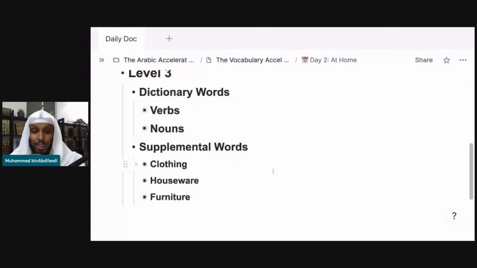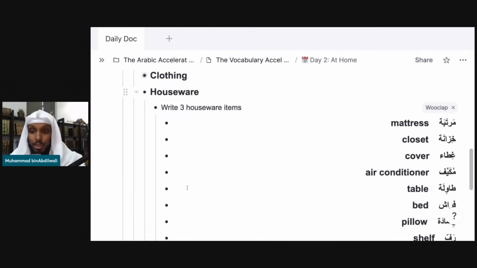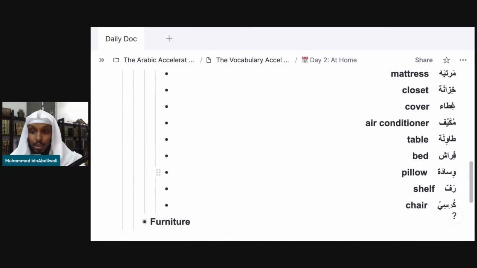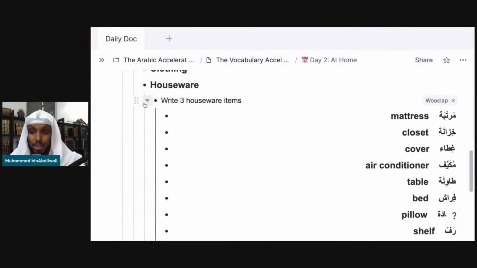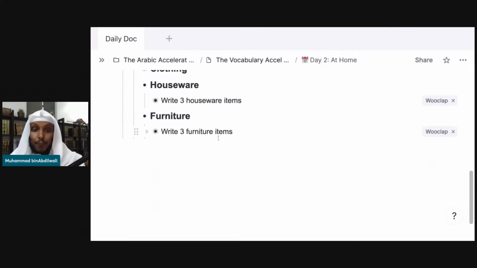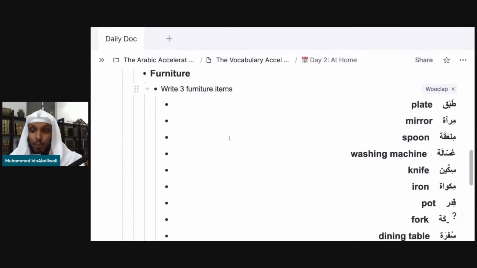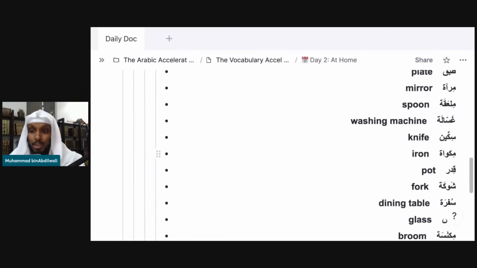You have the supplementary words, but there's no need for me to cover them really. You'll just memorize them with the flashcards. Clothing, you have houseware as well. Houseware items such as mattress, closet, cover, mukayyaf, which is air conditioner, table, firash, bed, and all the different things you find in the house. Then you got furniture. We've covered some of them for level 1, but you got even more. Some of them might be misplaced.